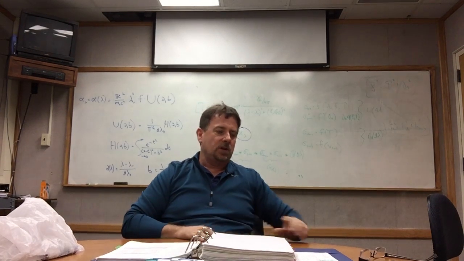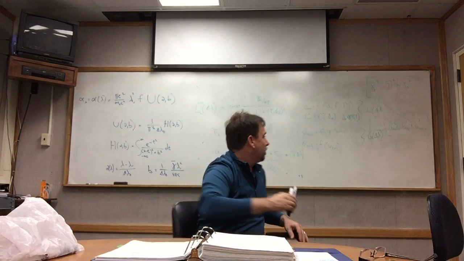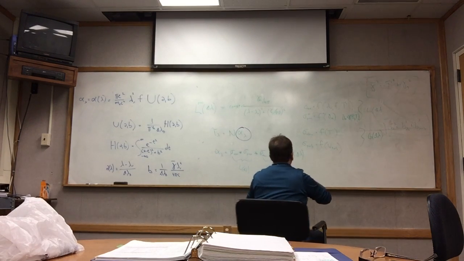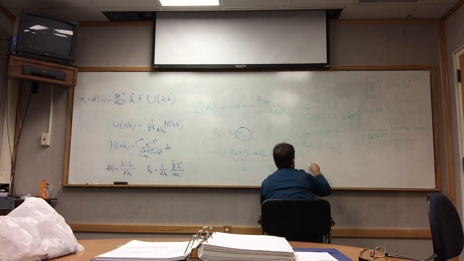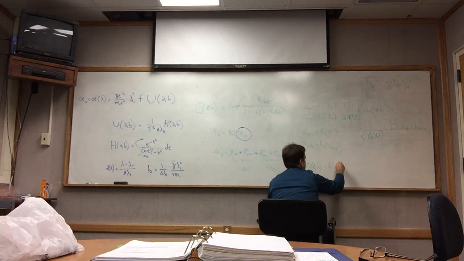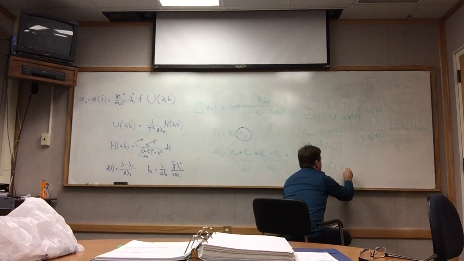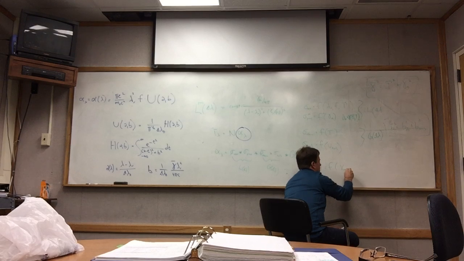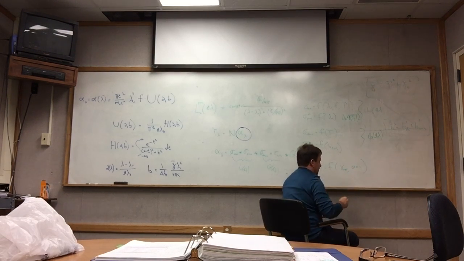Okay. So let's just write up now what we have here. We have G lambda, and this is a function of V rotation and sine i.